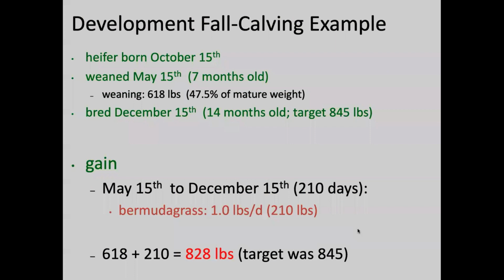Now looking at a fall calving example, so now we're going to step back to getting that heifer bred, and then we'll look at her from when she's bred until when she calves. So a fall born heifer calf is born April 15th, going to wean her May 15th, being 7 months old, weighing about 618 pounds. That'd be about 47.5% of her mature body weight.